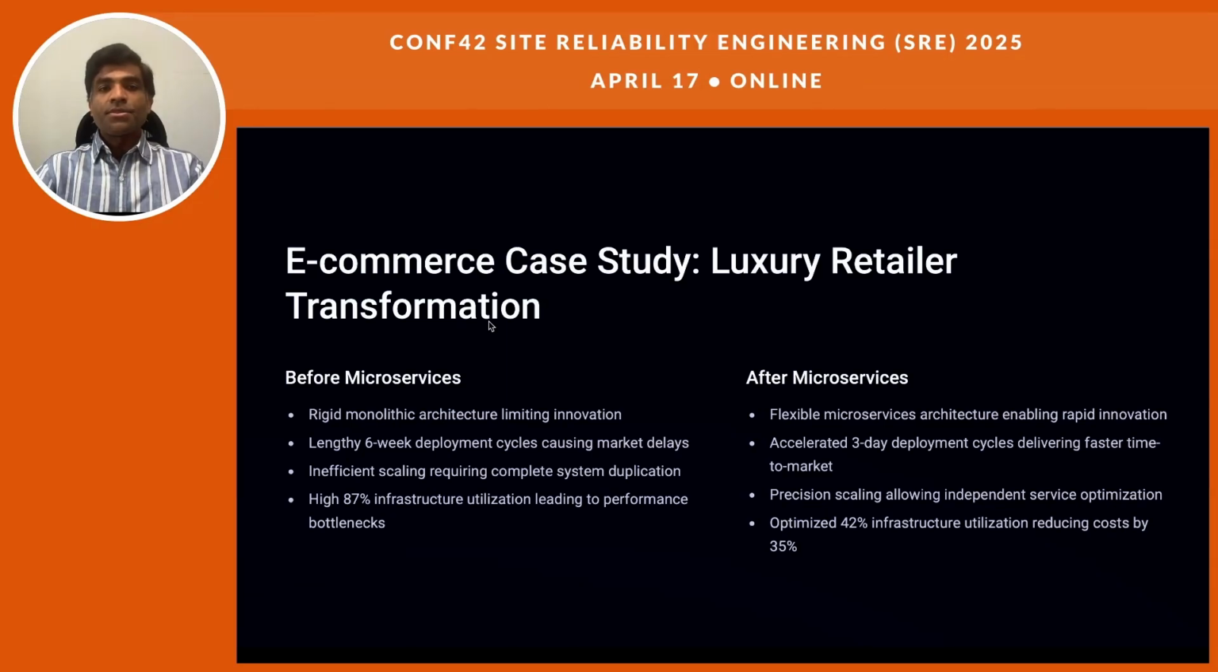This efficient resource management ensured the retailer could handle high traffic volumes during peak shopping periods while maintaining very good performance. These advancements helped the retailer strengthen its reputation as a leader in luxury e-commerce, thereby driving customer loyalty and increasing revenue.